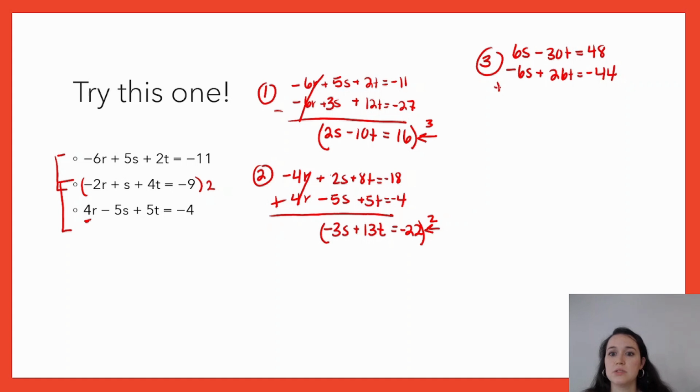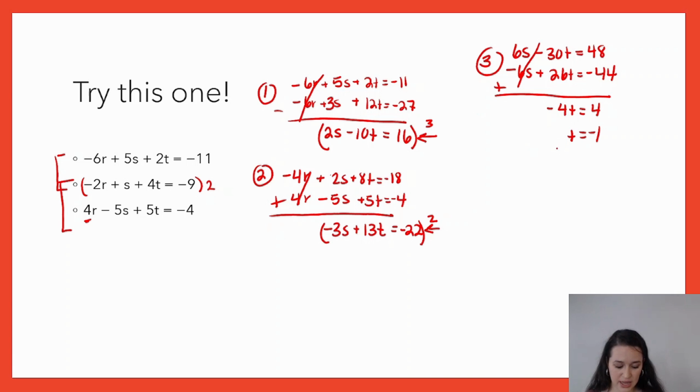Okay, I'm going to add those together again. My s's cancel out. I get -4t equals +4, so t equals -1. Now depending on which method you used or which route you went, you might not have found t first. That's fine. Regardless, you should get t equals -1, even if it's the very last thing you find.